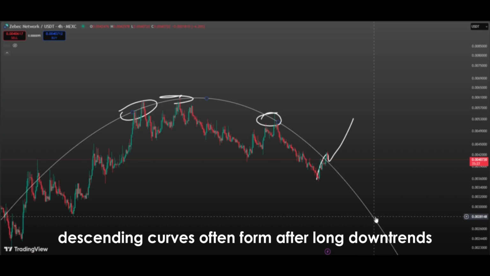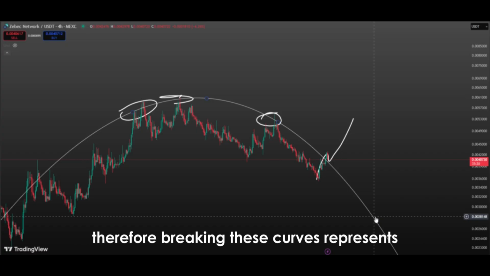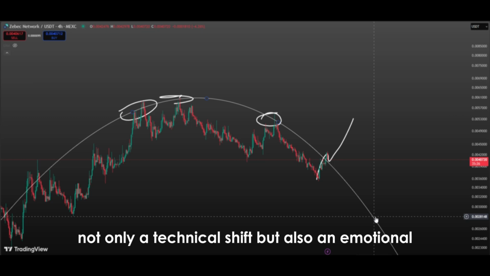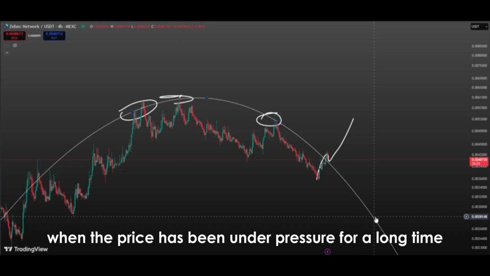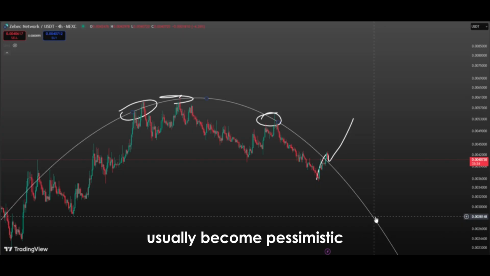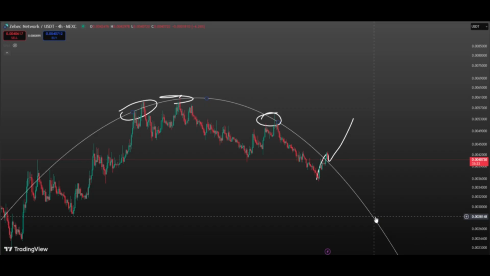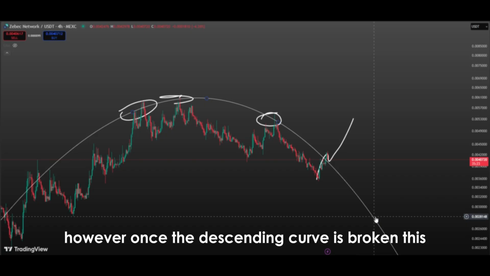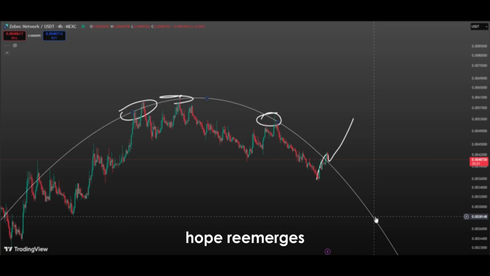Descending curves often form after long downtrends. Therefore, breaking these curves represents not only a technical shift, but also an emotional one. During periods when the price has been under pressure for a long time, investors usually become pessimistic. The fear that the price will fall further is widespread. However, once the descending curve is broken, this pessimism begins to fade. When the price breaks upward, hope reemerges.